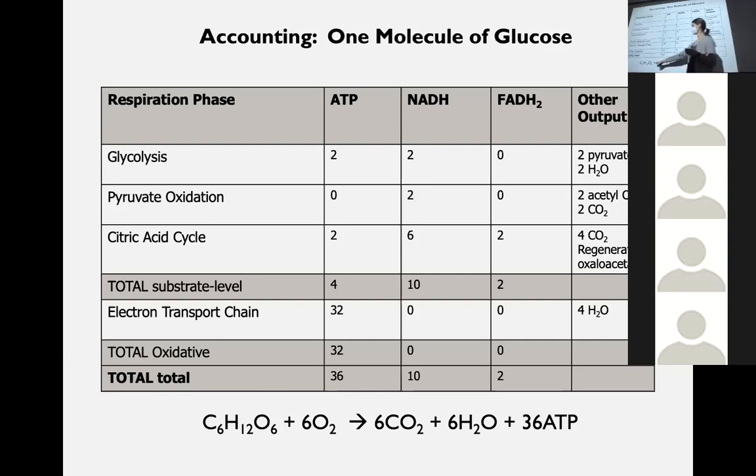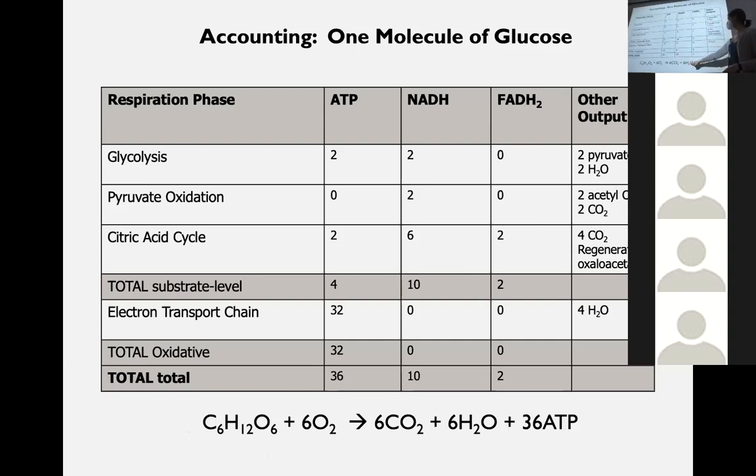So we came in with one glucose, one C6H12O6. We need 6 oxygens, which I didn't really talk about. That's just at the very end, where oxygen is the final electron acceptor. That's why we need 6 oxygens. We make 6 CO2, 4 and 2. So 4 in the citric acid cycle, 2 in pyruvate oxidation. So we've got that covered.